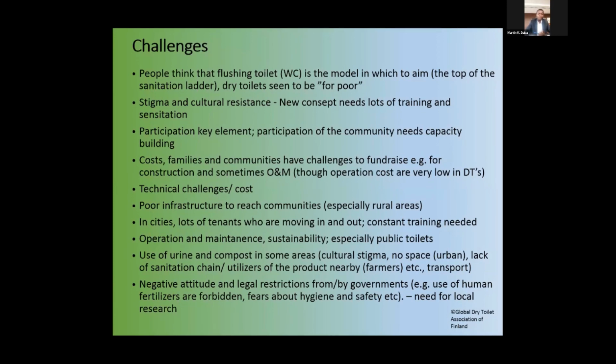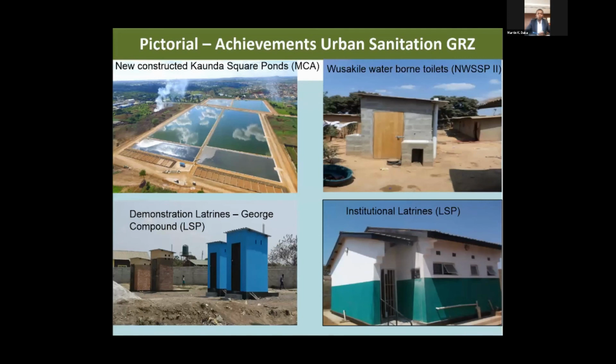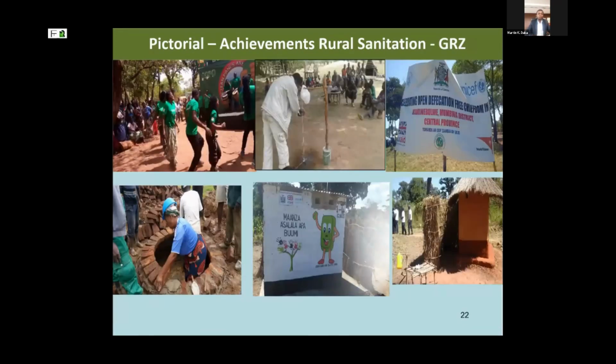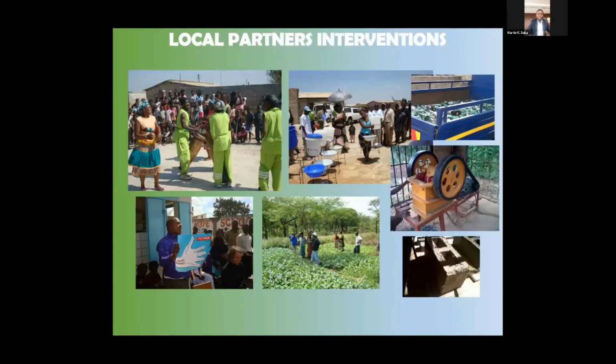Next slide. What you see in the next slide are pictorial presentations of what government has been doing. And of course, we have newly constructed waste stabilization ponds. These are treatment plants on the upper left. There were waterborne toilets on the upper right. Underneath there, demonstration latrines in George Compound. That's the Lusaka Sanitation Program in Lusaka, and institutional latrines. That's the Lusaka Sanitation Program. Next slide, please. So basically, those are just pictorial examples of some projects with before and after toilet facilities.